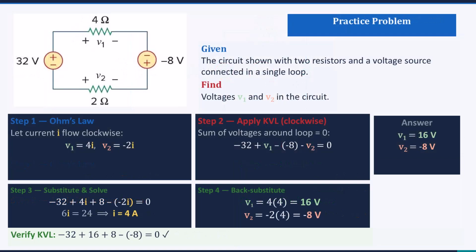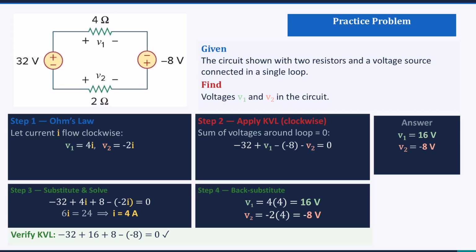Now we have a more interesting circuit, a single loop with 2 voltage sources. On the left is a 32-volt source. On top is a 4-ohm resistor with V1 across it. On the right we have a source labeled minus 8 volts, note carefully that this value is already negative. On the bottom is a 2-ohm resistor with V2. We want to find V1 and V2.